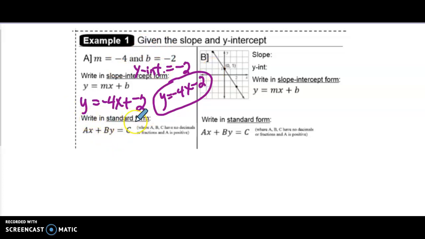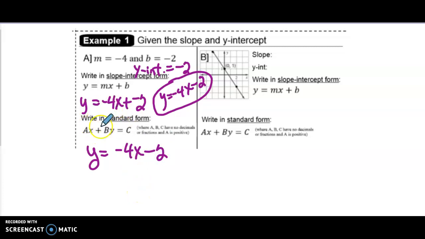Now, if they unfortunately want it in standard form, that's a little different, isn't it? Okay, so what I'm going to have to do here is rearrange this. All right, I gave it to you in slope-intercept form.